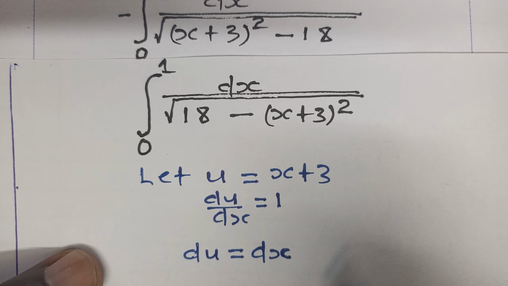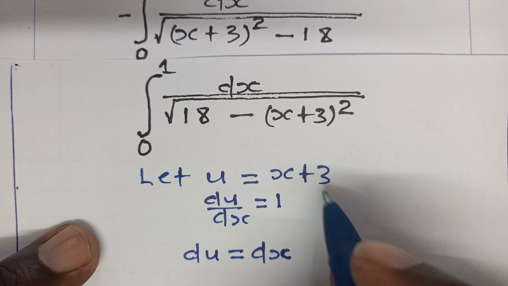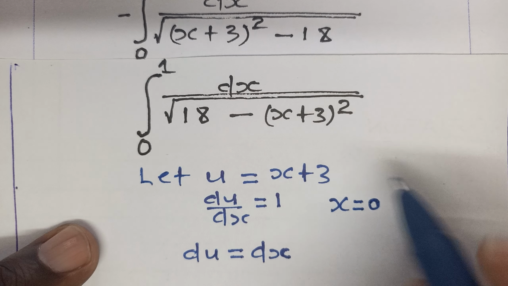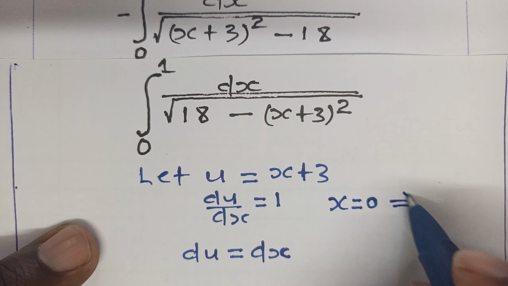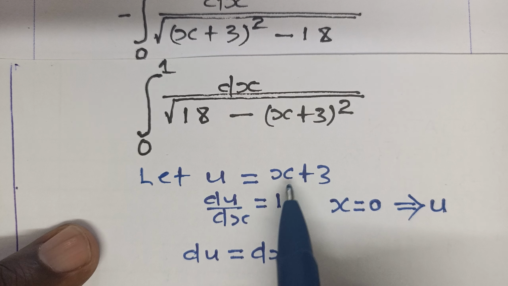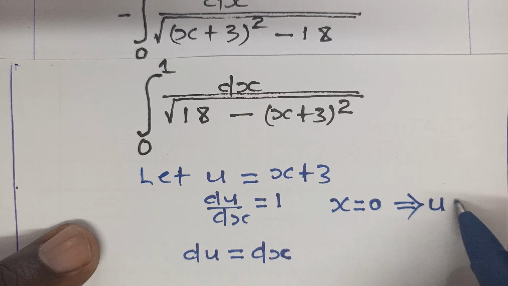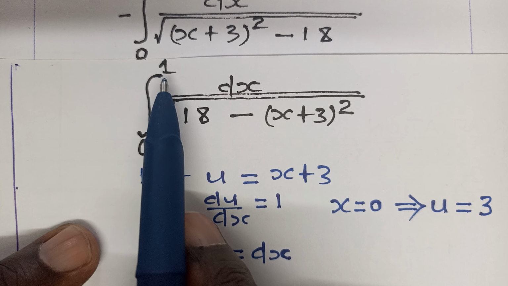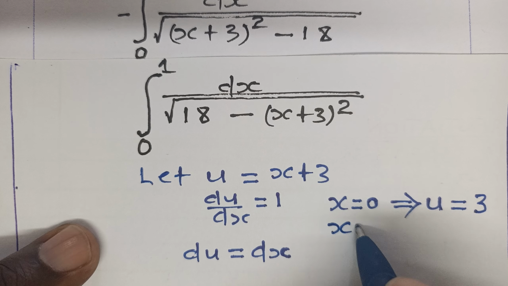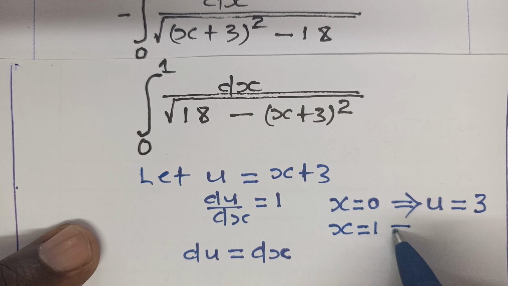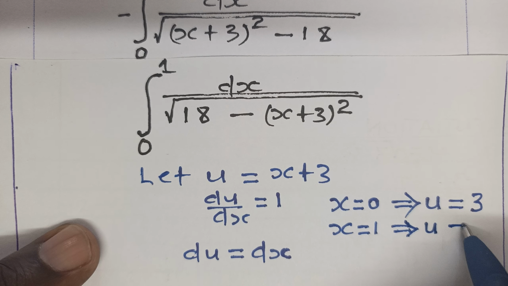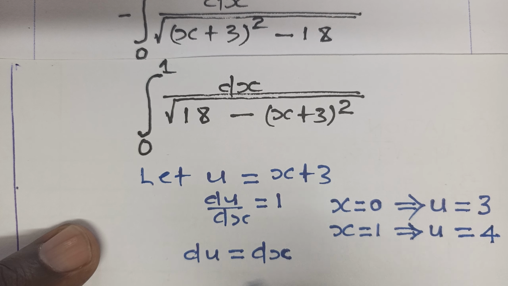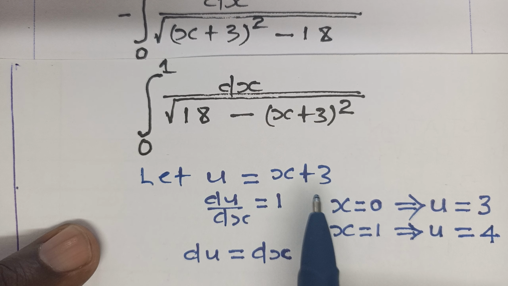Again, we can also say after substituting, when x equals 0, u is then going to be equal to 3. When x equals 1, that is the upper limit, u is then going to be equal to 1 plus 3, that is 4, as you can see in our substitution.